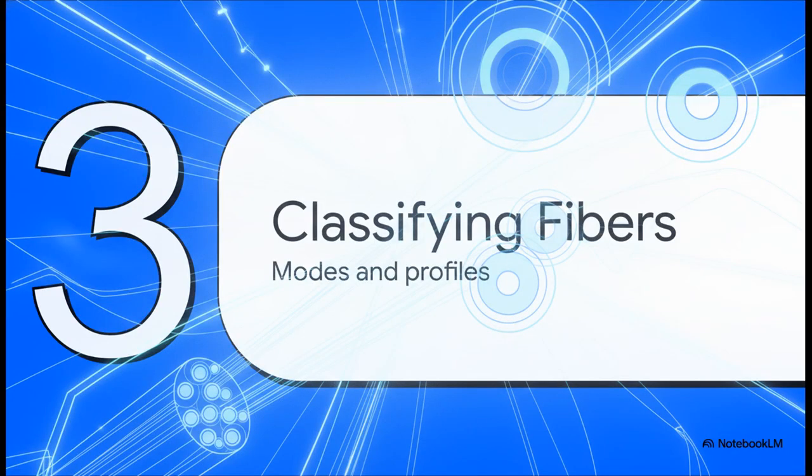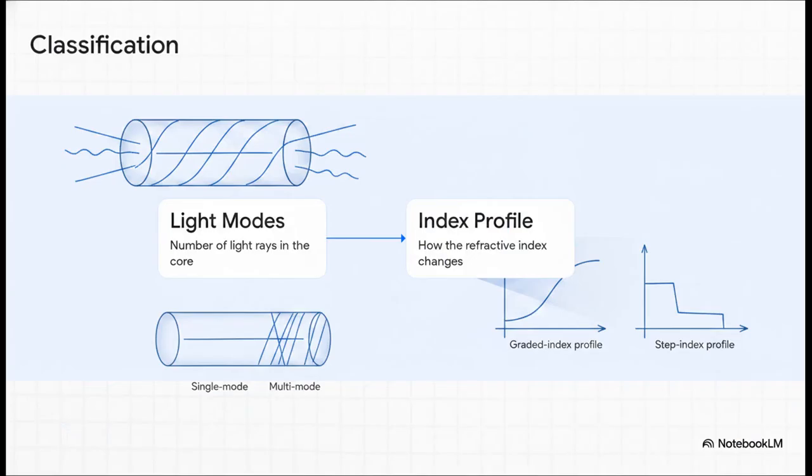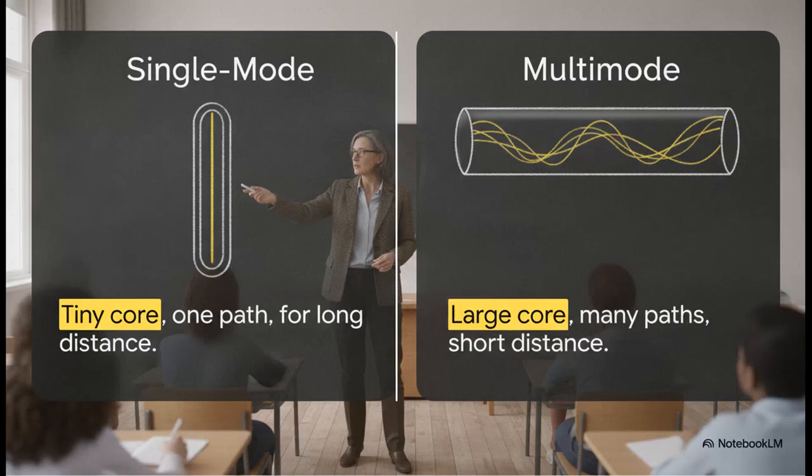All right, Section 3. Classifying optical fibers. Light modes and refractive indexes. So engineers basically use two primary ways to classify these fibers. Step 1 is looking at the number of light modes. Now, modes is just a fancy technical way of asking how many light rays are traveling through the core at the exact same time. Step 2 is looking at the refractive index profile, which basically means how does the light bend or bounce once it's inside that core.